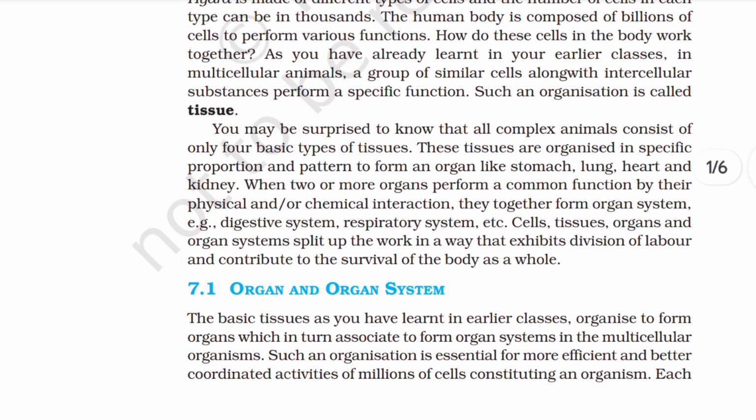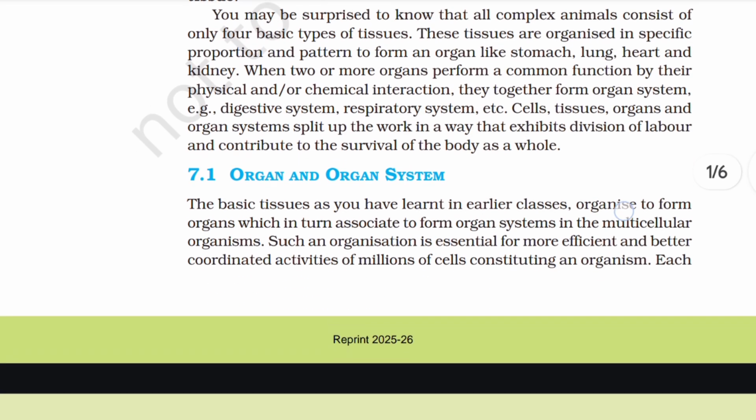You may be surprised to know that all complex animals consist of only 4 basic types of tissues. These tissues are organized in specific proportion and pattern to form an organ like stomach, lung, heart, and kidney. When 2 or more organs perform a common function by their physical and/or chemical interaction, they together form an organ system. Example: digestive system, respiratory system, etc. Cells, tissues, organs, and organ systems split up the work in a way that exhibits division of labor and contributes to the survival of the body as a whole.